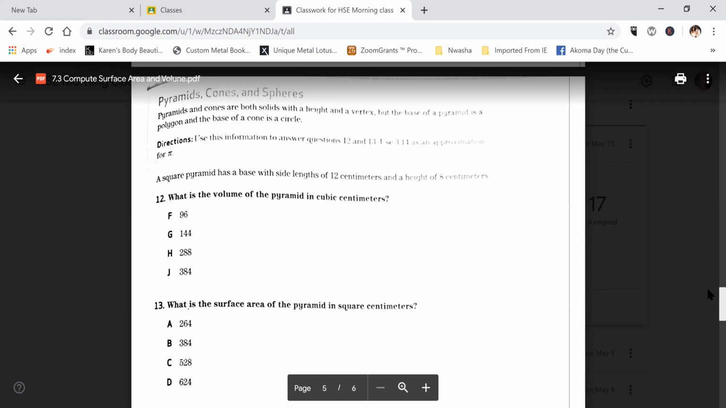So for this one, you're going to use the same information for questions number 12 and 13. So what we have is a square pyramid, which is the basic pyramid, has a base with side lengths of 12 centimeters and a height of 8 centimeters. And this one is not drawn, so you have to just get the idea of the shape yourself, right? So what we said about the square pyramid is that it's similar to the cone.